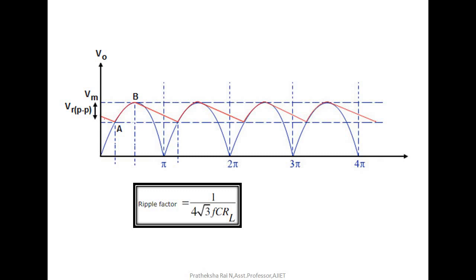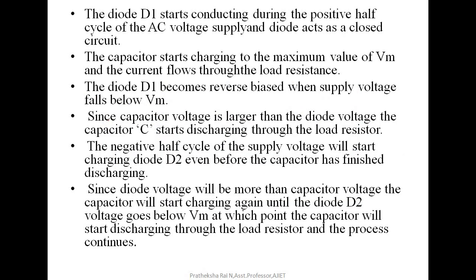The diode D1 starts conducting during the positive half cycle of the AC voltage supply and the diode acts as a closed circuit. The capacitor now starts charging to the maximum value of Vm and the current flows through the load resistance.